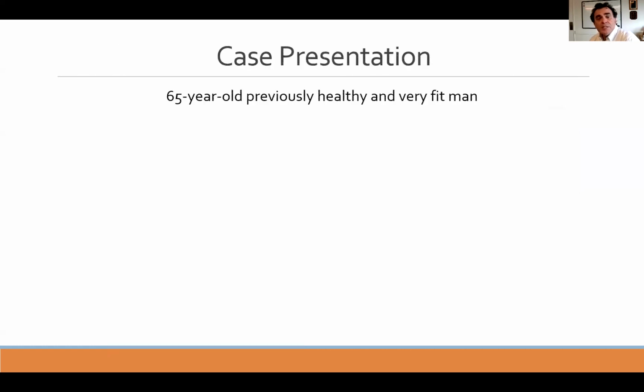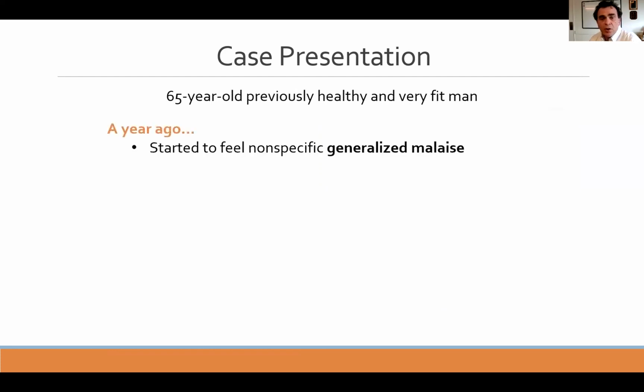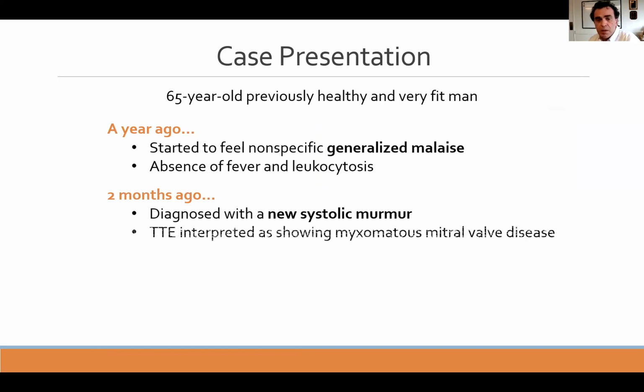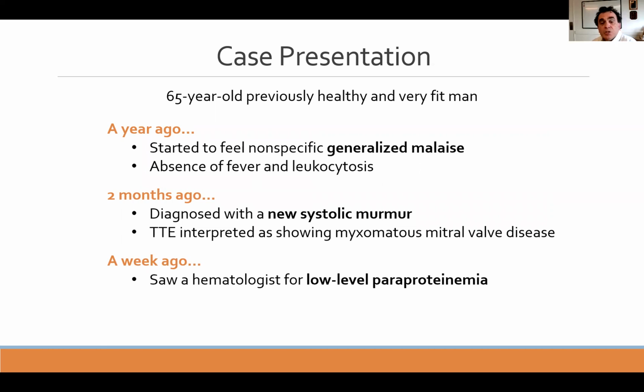How about another case of a 65-year-old, previously healthy and very fit man. A year ago, he started to feel non-specific generalized malaise, with absence of fever and leukocytosis. Two months ago, he was diagnosed with a new systolic murmur. TTE was interpreted as showing myxomatous mitral valve disease at another institution, and a week ago, he saw a hematologist for a low-level paraproteinemia.